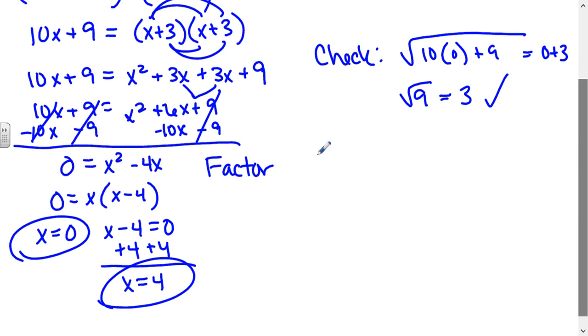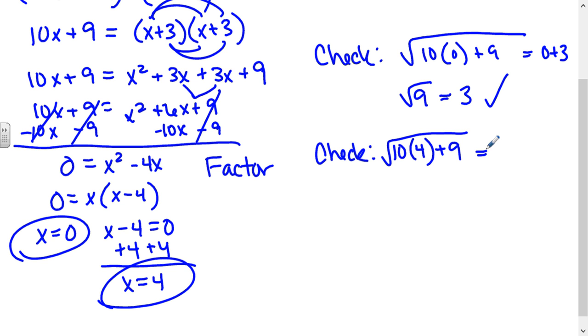Then we're going to check our second one. So we get the square root of 10 times 4 plus 9 equals 4 plus 3. So 10 times 4 is 40, plus 9 would be 49. So the square root of 49 equals 7. And that is true. So actually both of these are solutions and neither one of them are extraneous.